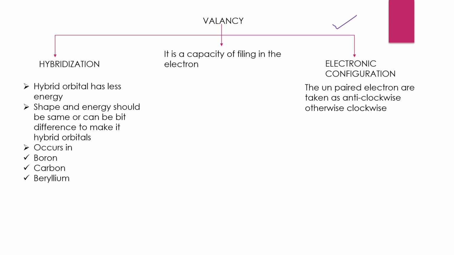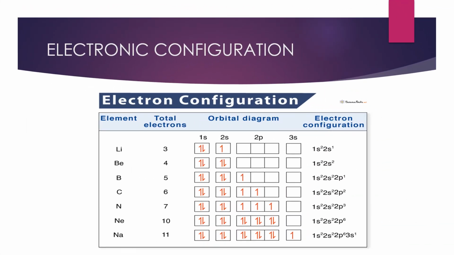Now, what is electronic configuration? Let me tell you first. Electronic configuration is like this. First of all, we will place all the electrons. Like in lithium, we have 3 electrons. First, we will fill this shell: fill the first shell clockwise, then anti-clockwise. After filling this anti-clockwise and clockwise, we'll have one remaining, so we'll switch to the 2s and fill it clockwise.